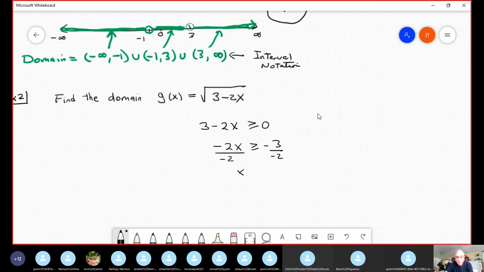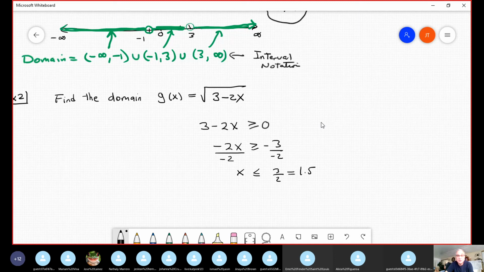Better be careful. What happens when you divide an inequality by a negative number? The sign is going to change. Exactly. Switching the sign, the less than or equal, right? And negative divided by negative is positive. So actually it is x less than or equal to 3 halves, you know, 1.5 in decimal.